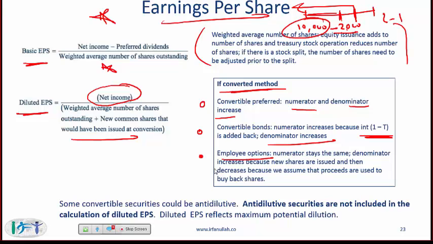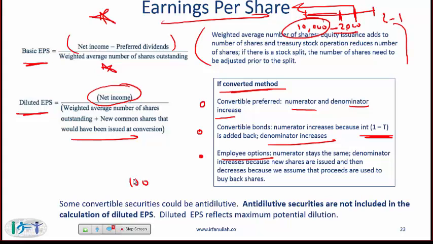The third scenario is employee options, where a company has issued stock options. The analyst is saying that, look, if those stock options are exercised, then what will the EPS be? The numerator stays the same because there is no impact to the net income minus preferred dividends, but the denominator changes. The denominator increases because when options are exercised, then obviously the company needs to issue new shares. So let's say a company has to issue 100 new shares.